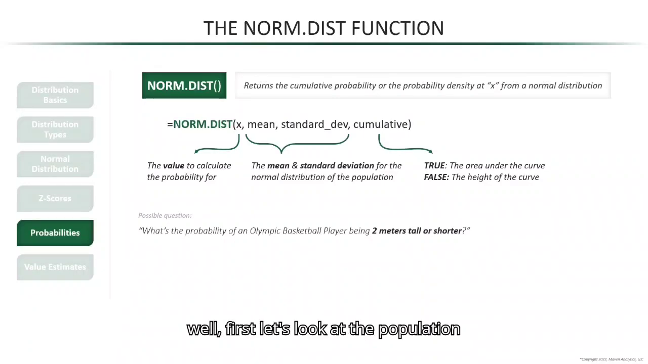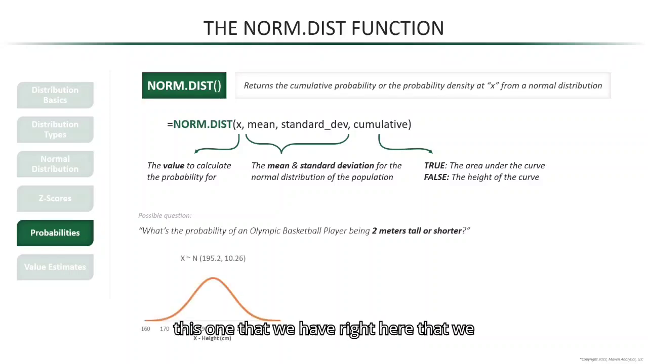Okay, well first let's look at the population of basketball player heights, which is this one that we have right here, that we know is normally distributed with a mean of 195.2 and a standard deviation of 10.26. So if we want to calculate the probability of a player being 2 meters tall or shorter, that's the same as saying that his height is going to be less than or equal to 200 centimeters. So what we want is this area right here from negative infinity to 200. And to calculate that, we can use the norm.dist function.